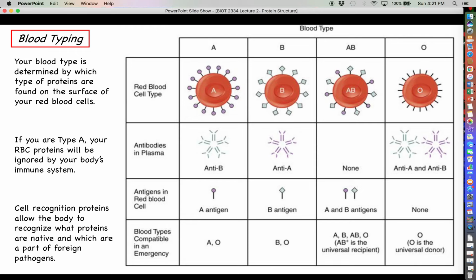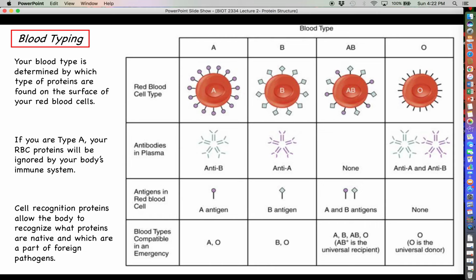Okay, so for our example of cell recognition proteins, we're going to use blood typing as our specific example here. Again, we're not going to go too crazy deep into this, but you are probably peripherally aware of the blood typing system. There's 4 major blood types, A, B, AB, and O. So what your blood type is determined by which types of proteins, which types of cell recognition proteins you have on the surface of your red blood cells. There are only 2 types of these proteins. They are called A and B.